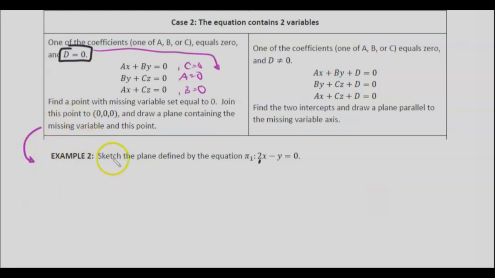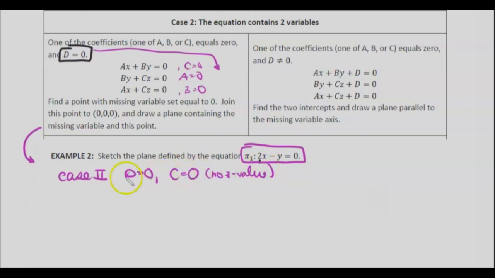So let's embed this. Sketch the plane defined by this equation. Okay, so we have some plane defined by 2x minus y equals 0. So this is going to be case 2 because we have d equals 0, and see how we have an x and a y? The z is also going to equal 0, so c equals 0, right? There's going to be no z value. So we can say, because we have the 0z, it contains the z-axis.